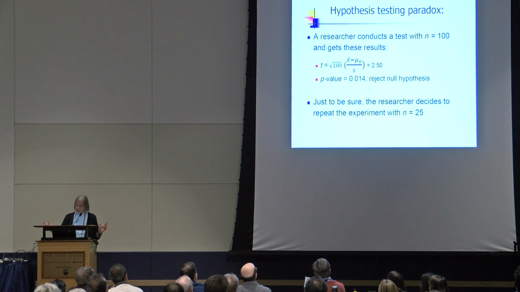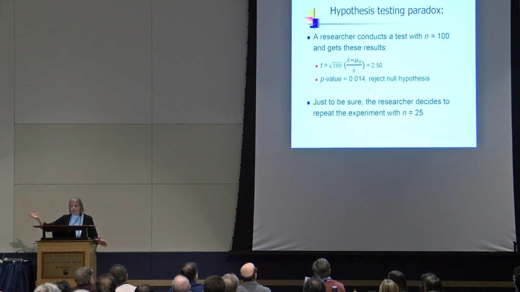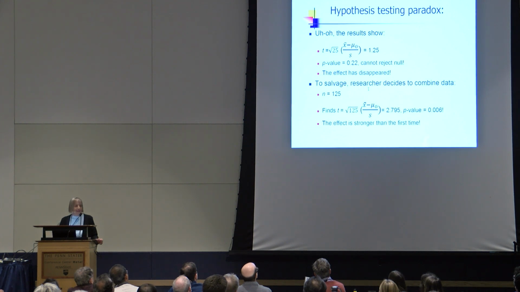A researcher conducts a test with a sample of size 100, gets a t-statistic of 2.5, p-value of 0.014, and gets very excited because it's statistically significant and is going to get published. But the researcher knows you have to replicate, so just to be sure, the researcher is only going to collect 25 this time around for the second study. Uh-oh, the effect's gone away. Now the test statistic's only 1.25, p-value is 0.22. It has not replicated the result.